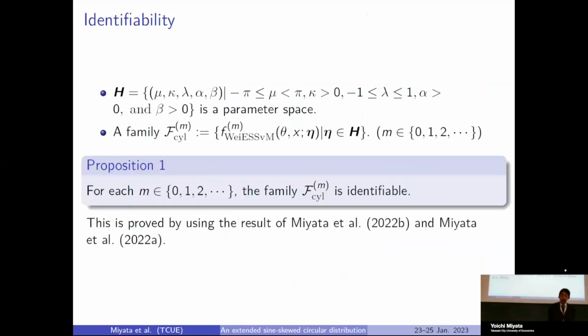Now, let me explain some theoretical properties. Let capital H be a parameter space and let capital Fm be a family of the Weibull extended sine-skewed von Mises distributions. Now, for each m equal to 0, 1, 2, and so on, the family Fm is identifiable. This is proved by using the results of this and this.